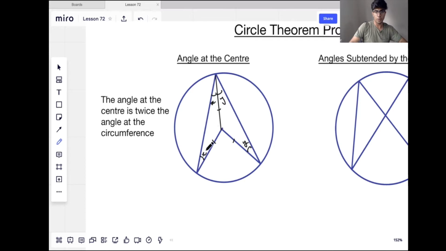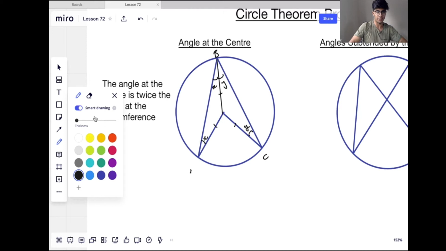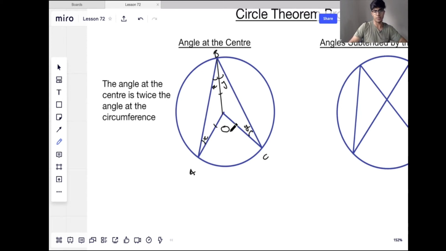And now we know that since angles in a triangle sum to 180, we can say, if we label this A, B, C, and we usually label the center O, so we can say angle AOB is equal to 180 minus 2x, because angles in a triangle sum to 180.